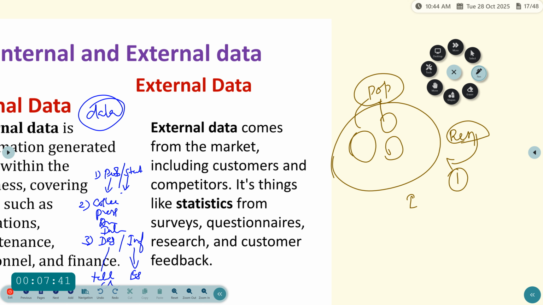In the next class, we are going to discuss data collection: how we can collect data from an external source or an internal source. We will see in the next class.